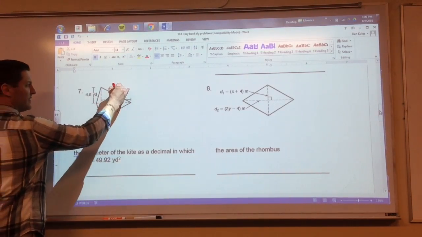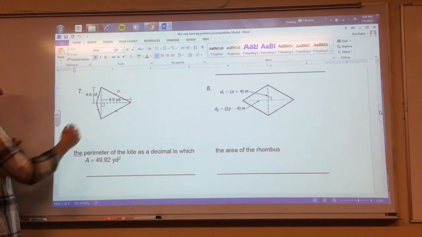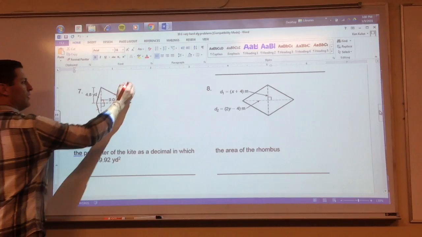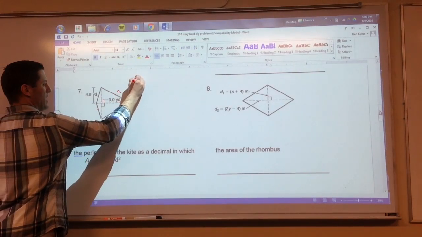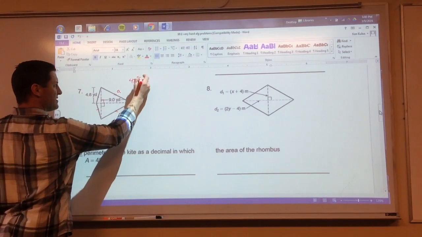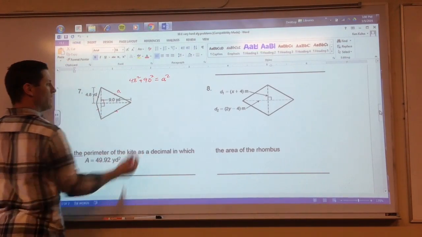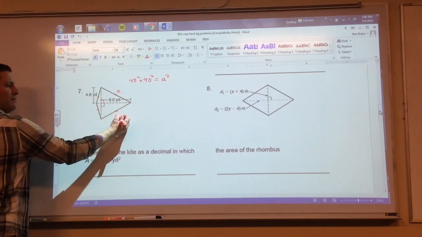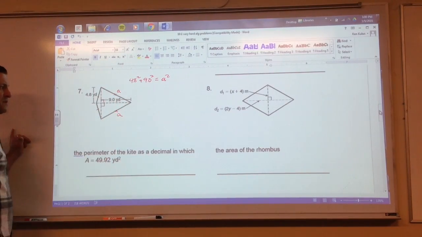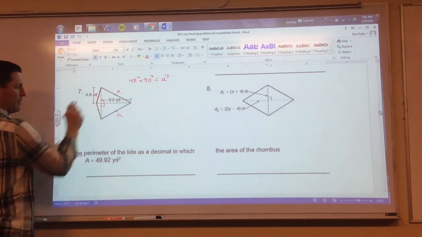So first of all, let's just call it A. Let's find the A value. And I can do that with the Pythagorean theorem. I got a right angle in the middle. I can go 4.8 squared, which is that distance, plus 9.0 squared will equal A squared. And that will give me that, which I'll have two A values. So I can add those two pieces up to help me find the perimeter. The hard part is this one right here. How do I find that?